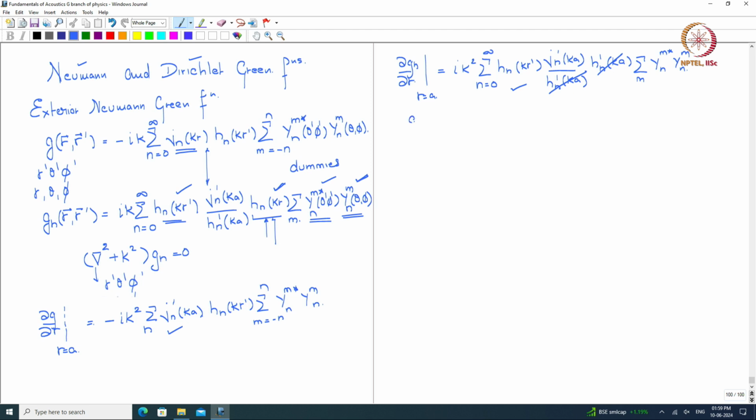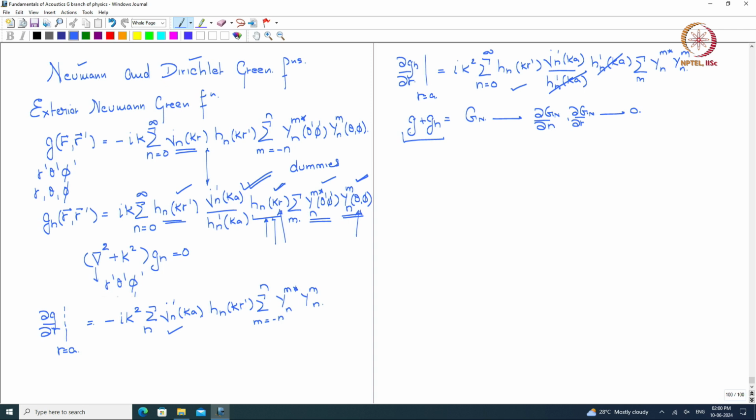That means the sum G plus G_h, which is a new Green function G_N, and del G_N by del n of this, or del G_N by del r of this, because we are on a sphere, that goes to 0. This summation goes to 0. The G and G_h in the derivative are negative to each other. That's the idea. So this is indeed a solution to the homogeneous wave equation in spherical coordinates with r', theta', phi'.